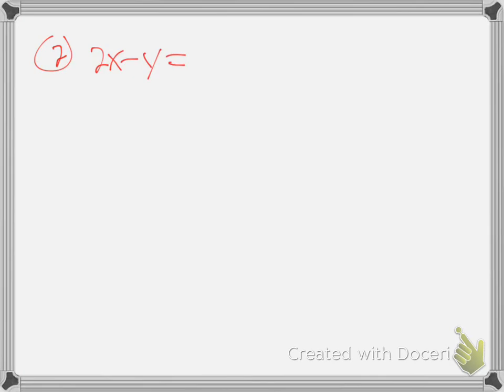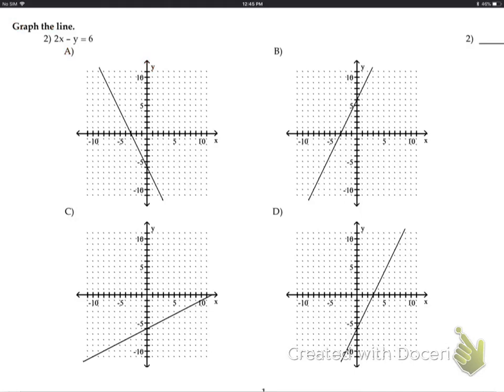Here, I'm just going to rewrite it on a blank screen. So there we go, 2x minus y equals 6. Go ahead and graph it. I'll leave it on this screen for you so you can see the options. But go ahead and graph. So what are you going to do first to graph? Get y alone.